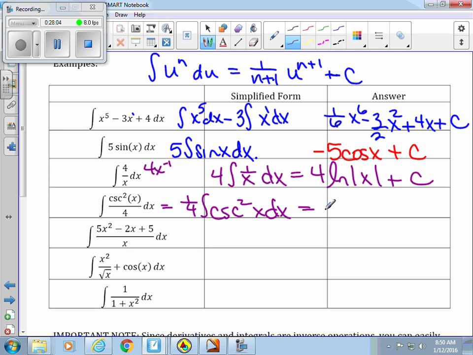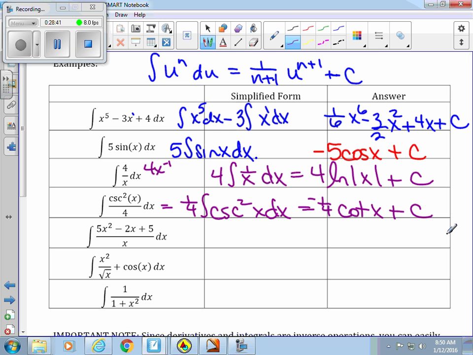What is the antiderivative of cosecant squared? What has a derivative that is cosecant squared? Cotangent. But isn't the derivative of cotangent negative cosecant squared? So what do we do? Negative. Go to negative. Check it. What's the derivative of negative 1/4 cotangent of x? Works, right?